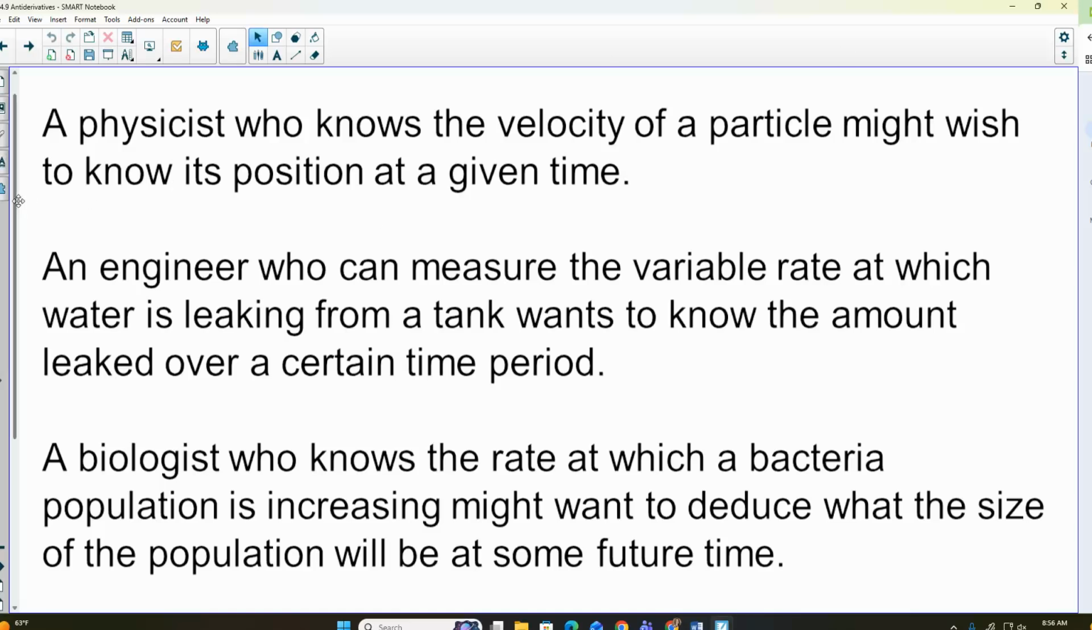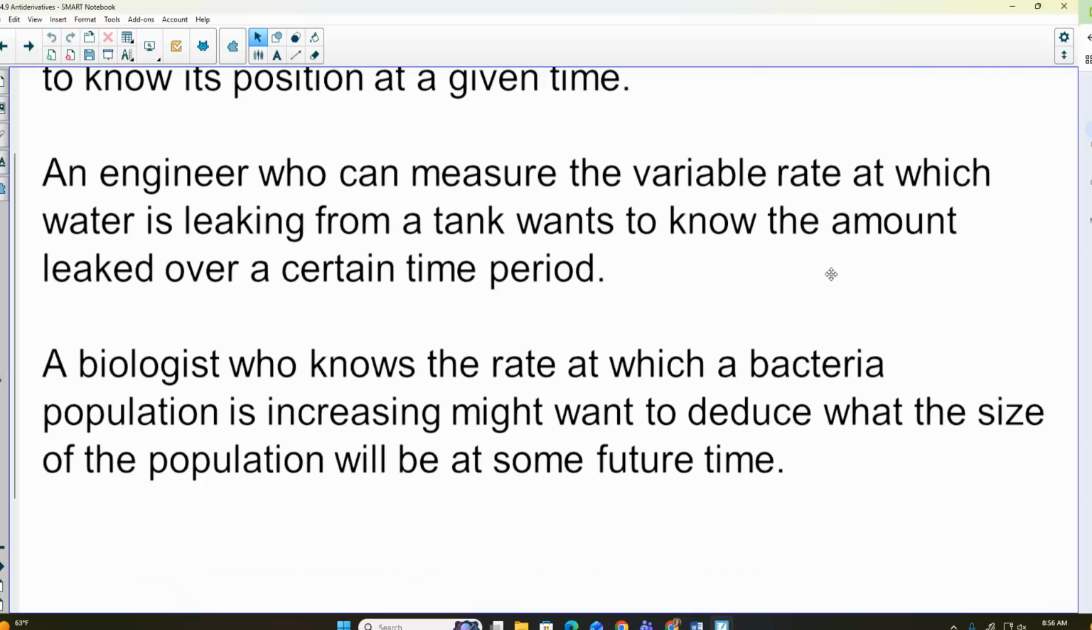If we look at water leaking out of a tank, okay, so we have a leak in our water tower, and we can look at how fast the water is coming out. Then we need to know the amount that would leak out over a certain period of time. Or if a biologist knows the rate a bacteria population is increasing, you might want to know how many bacteria you would have at a certain point in time. So a lot of times we don't have the original function, we have the rate something is happening, and we have to be able to go backwards and find those original values. That's what's called an antiderivative.